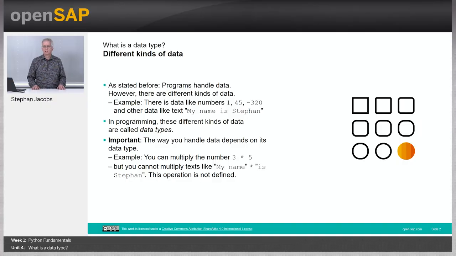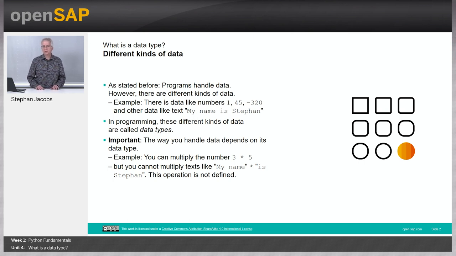Welcome to Unit 4, which is about data types. So, what is a data type? As stated before, programs handle data, but there are different kinds of data. For example, there are numbers like 1 or 40 or 200. And there is other data like, for example, a text, "My name is Stefan." In programming, these different kinds of data are called data types.